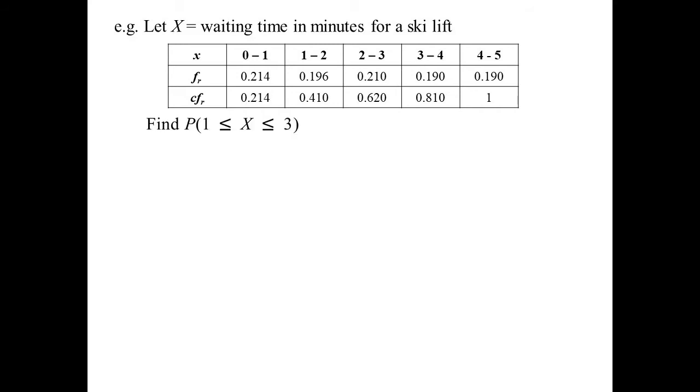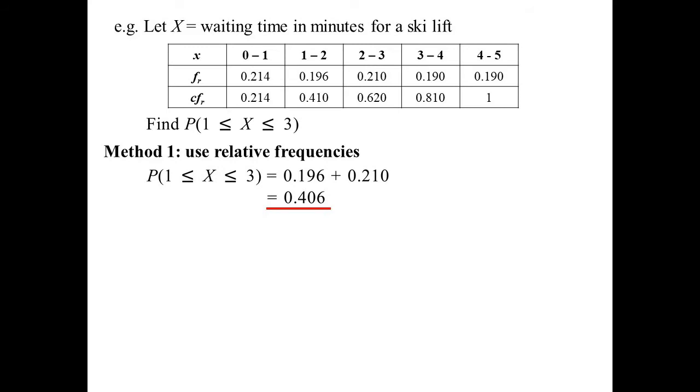So remember, the probability of a single thing happening would be 0. So what we tend to look for is: what's the probability that it is in this range? What's the probability that it's between 1 and 3? There are different ways we could do it. I could use the relative frequencies. So I could say, well, it's 0.196 plus 0.210, since 1 to 3 would cover those two classes. So it must be those two added together. We get a probability of 0.406.